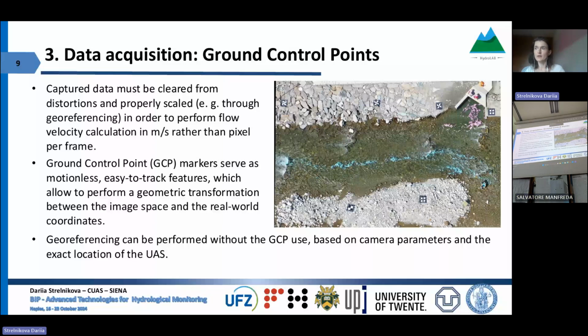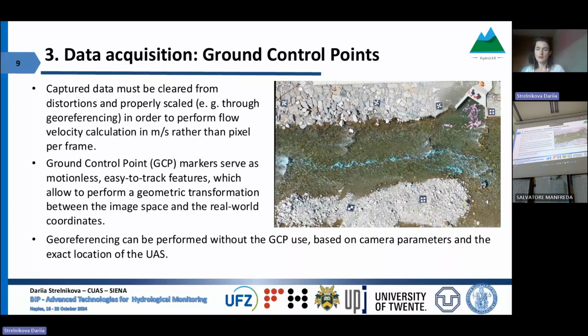The plates are, as you can see in this image to the right, I hope you can see those ground control points on both sides of the flow. They must be different from the background and easy to track, and their coordinates must be measured in the field such that we can perform optimally georeferencing or some simpler kind of geometric transformation in order to find the correspondence between each pixel in our image and the real world coordinates.